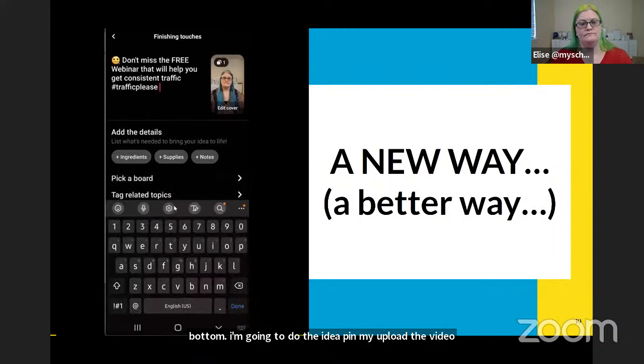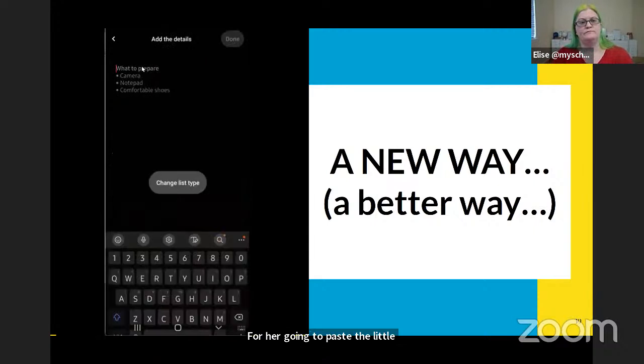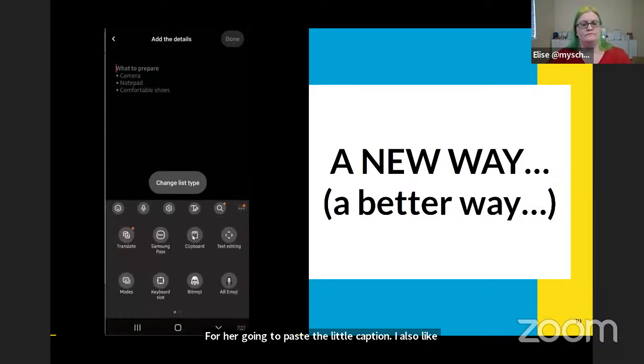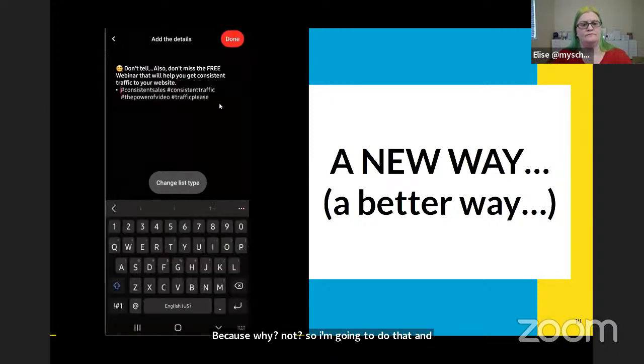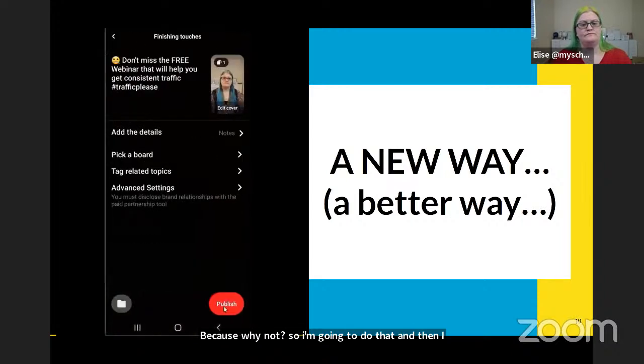Going to paste the little caption. I also like to put the full caption in the notes here on Pinterest because why not? So I'm going to do that. And then I usually put the hashtags on a separate line, and then I'm going to hit publish.